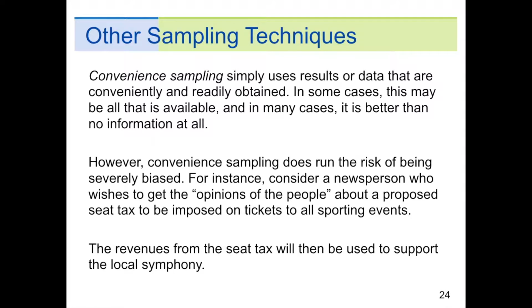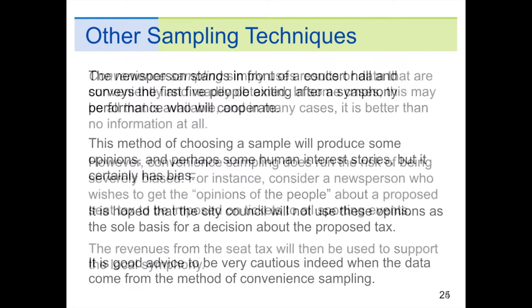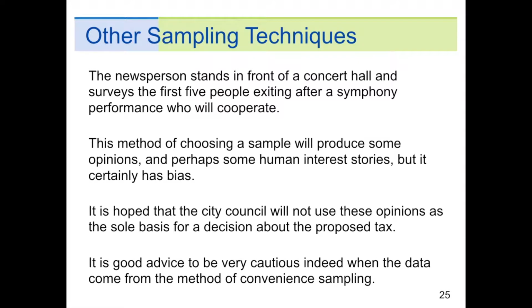For instance, consider a news person who wishes to get the opinions of the people about a proposed seat tax to be imposed on tickets to all sporting events. The revenues from the seat tax will then be used to support a local symphony. So you're taxing people at sporting events in order to support a local symphony. So the news person stands in front of a concert hall and surveys the first 5 people exiting after a symphony performance who will cooperate.